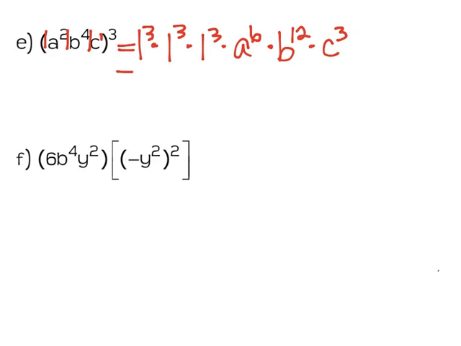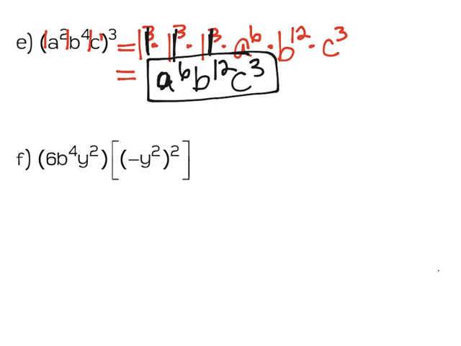And now that we have this expanded out, we can go ahead and multiply our coefficients. Now 1 to the 3rd power is just 1. 1 to the 3rd power is 1, and again, it's 1. So 1 times 1 times 1 is 1, followed by a to the 6th, b to the 12th, c to the 3rd. And we don't actually need to write this 1. It's understood to be there because it's in front of a coefficient. And that is the final answer for that problem.